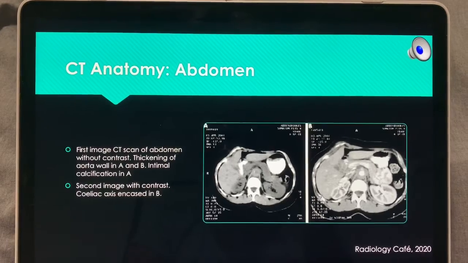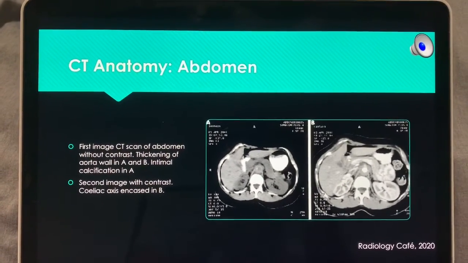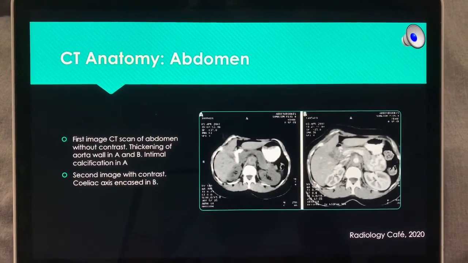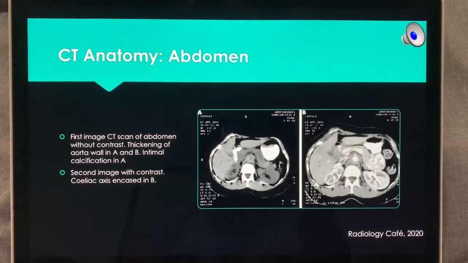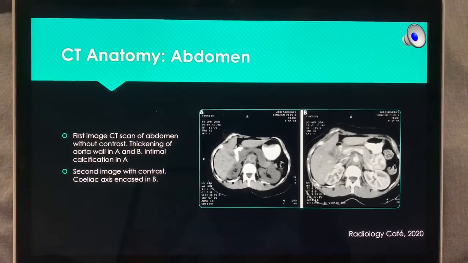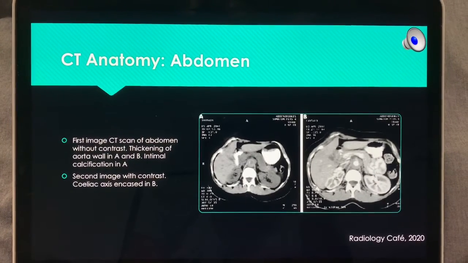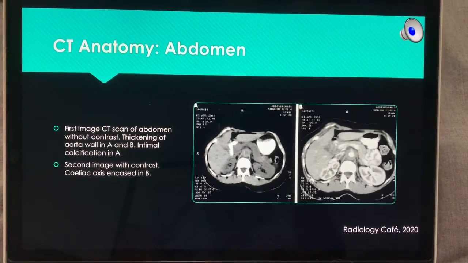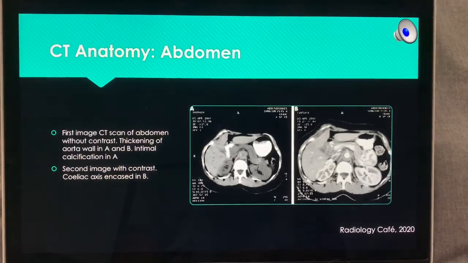Now we will discuss the CT anatomy of the abdomen with and without contrast. The first image, the one on the left, is a CT scan of the abdomen without contrast. Thickening of aorta wall in A and B. Intimal calcification in A. The second image is with contrast. Coeliac axis encased in B.